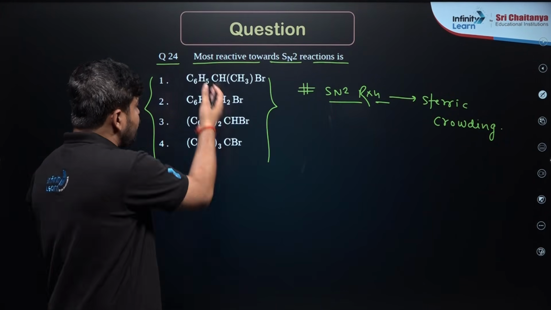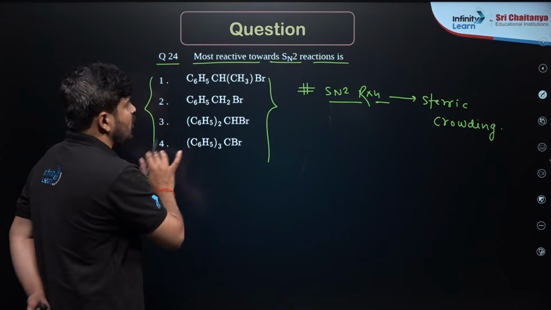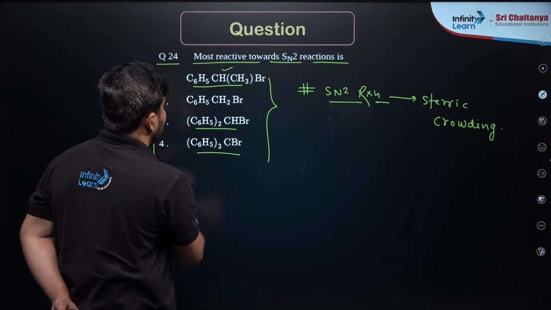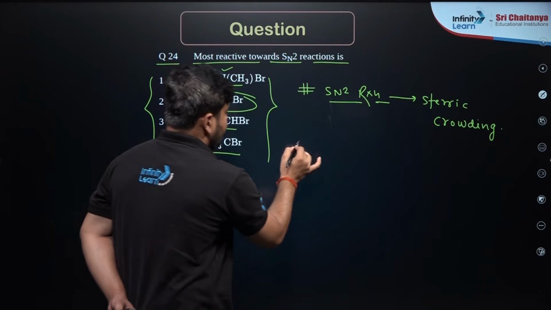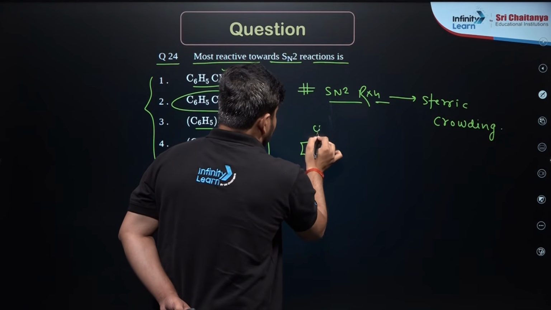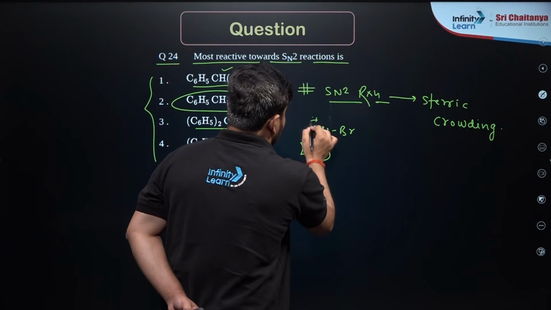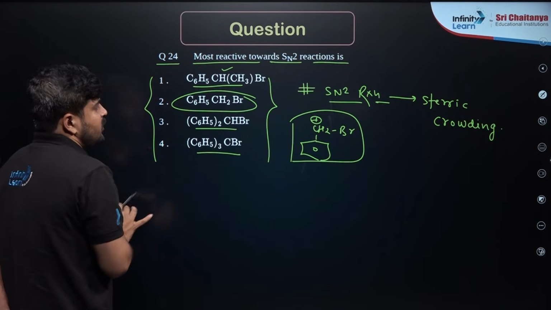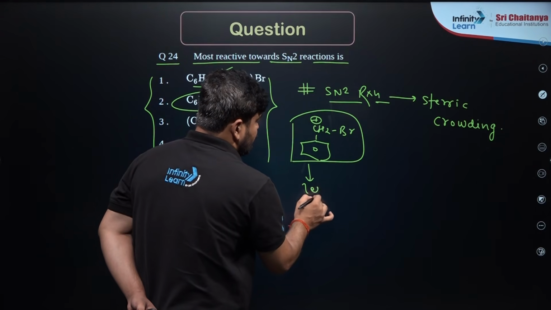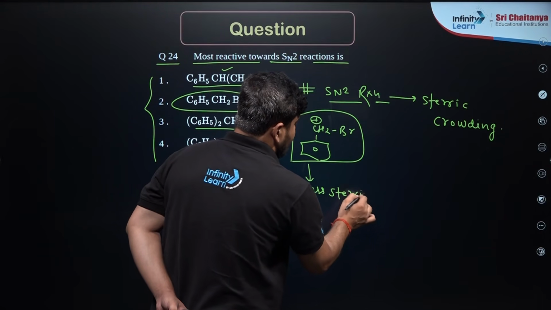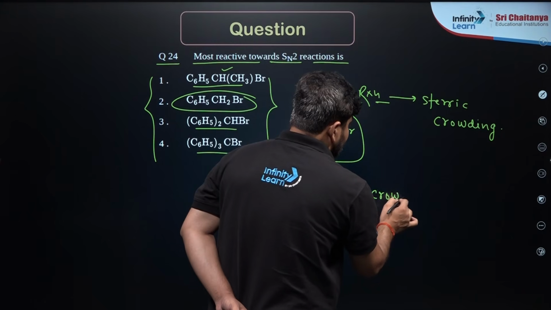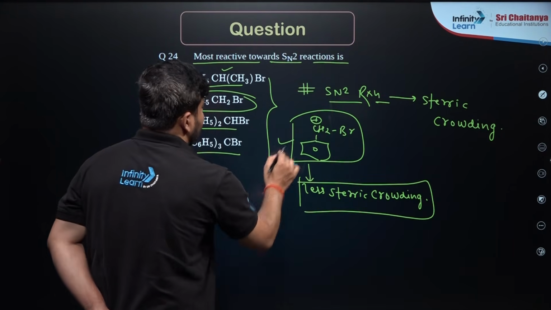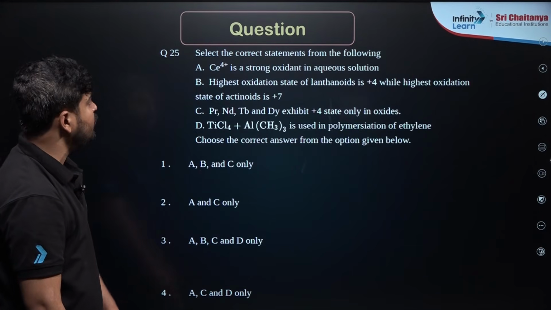Out of the options, if you check properly, here more crowding is there, here also crowding is there, here also crowding is there. So only this one, if I write it, is properly reactive because this is going to make the benzyl carbocation. So definitely it is more reactive towards the SN2 reaction because less steric crowding is present here. Please remember, less steric crowding is present here, that's why it is more reactive. The second option is the correct one for this question.